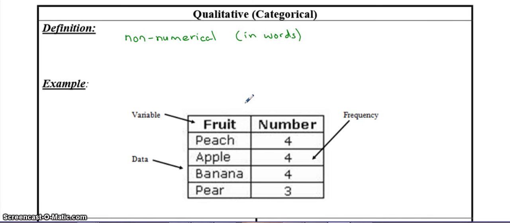So with qualitative, what you have to be sure of is which is the data and which is the frequency. So the data or the variable is always the first column. So the first column contains the data. So these are all words, so it's qualitative data. The second column always has the frequency. So there are 4 people that like peaches, and 4 people that like apples, and 4 that like bananas, and 3 that like pears. So the first column is always your variable, and it contains your data, and the second column is your frequencies.